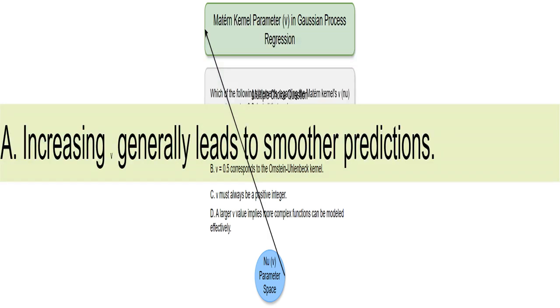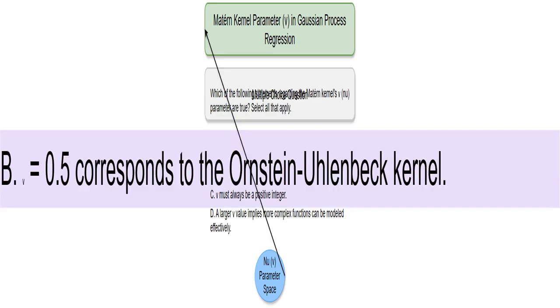Increasing NU's value results in smoother predictions. Imagine a roller coaster. A lower NU means lots of sharp turns and drops. Rough. While a higher NU means a much smoother ride. Setting NU to 0.5 is a special case that makes the Matern kernel become the Ornstein-Uhlenbeck kernel, which has particular properties.